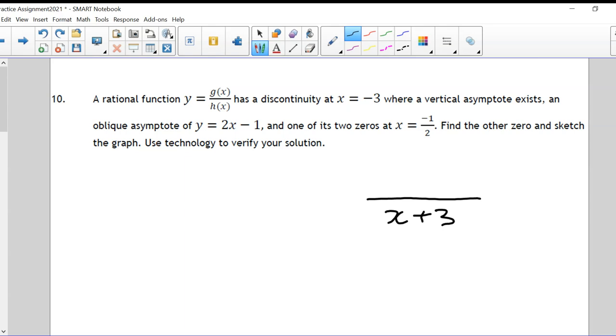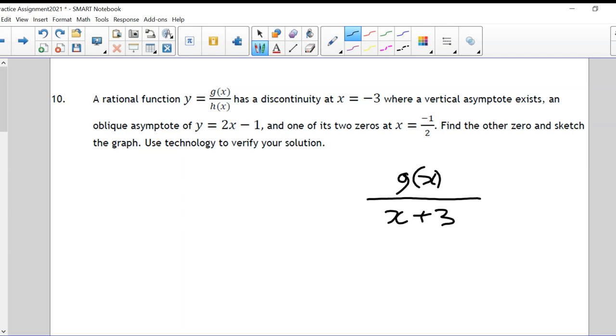Well, it says a vertical asymptote, though, right? It does say that it's a vertical asymptote. It says where a vertical asymptote exists. So we have to treat it as a vertical asymptote, which means x plus 3 is a good denominator for us to start with. So it says it's a rational function, g of x over h of x. We may have an h of x already with this x plus 3, so we still don't know what the g of x is yet. That's a part that we still have to figure out.